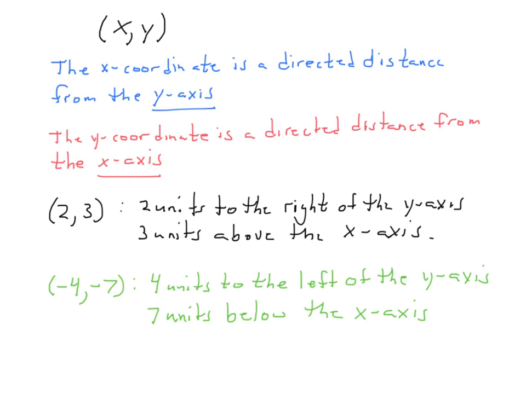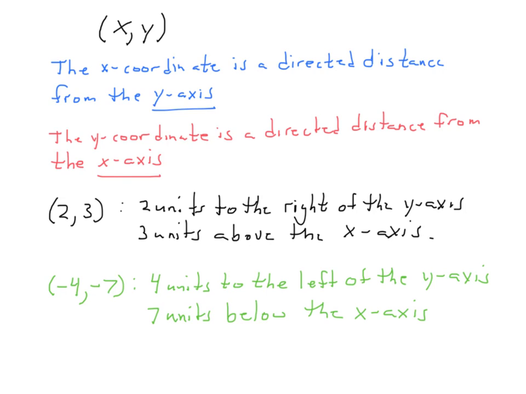So the x-coordinate really tells us how far away, either to the left or to the right, our point is from the y-axis. The y-coordinate does the same thing with the x-axis. It's a directed distance. If the y-coordinate is positive, we move up. If the y-coordinate is negative, we're going to move down. For example, the point 2, 3 right here. The 2 is positive, so I know I'm going to move 2 units to the right of the y-axis. And the 3, since it's positive, tells me I'm going to move 3 units above the x-axis.